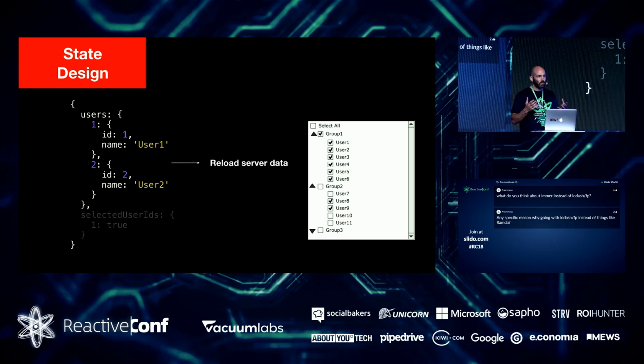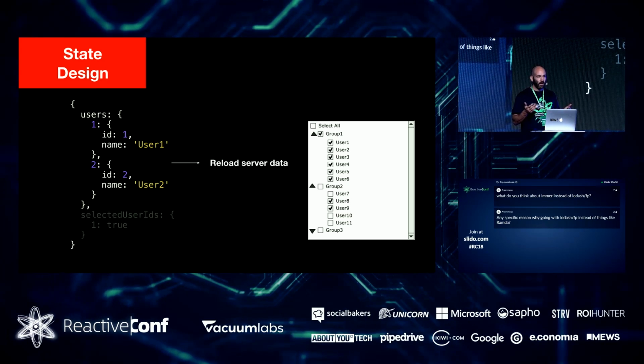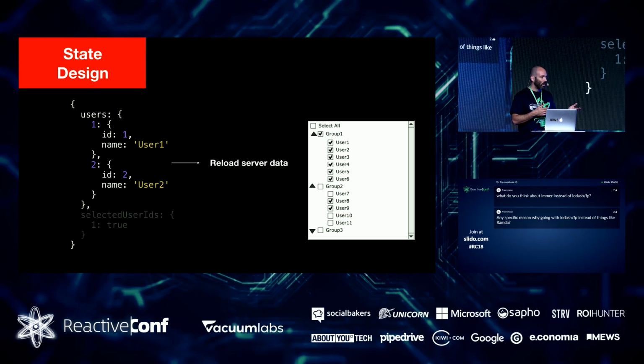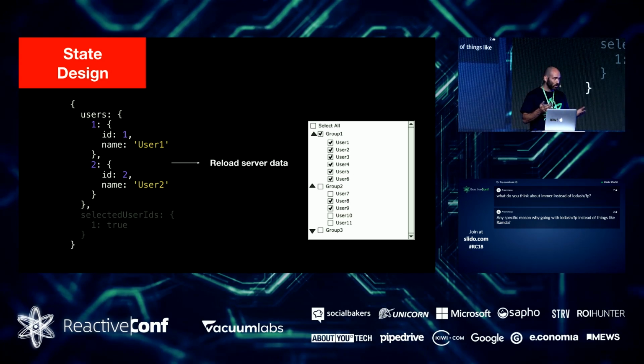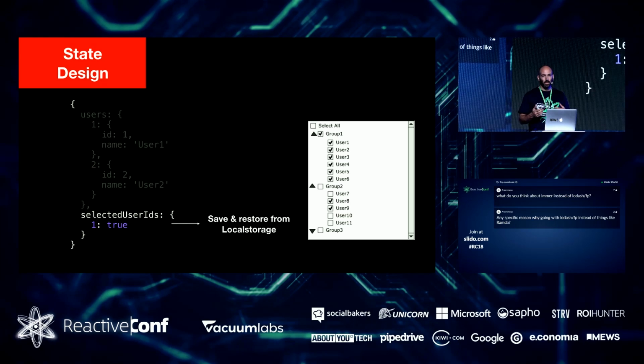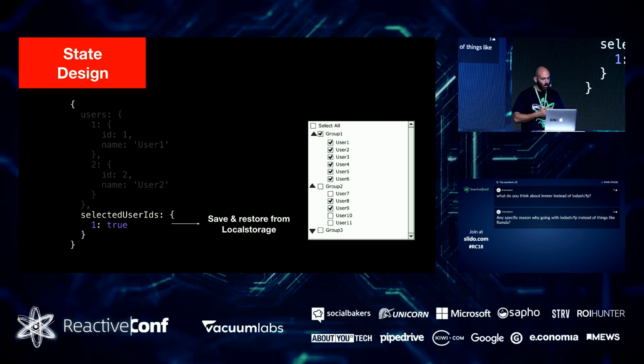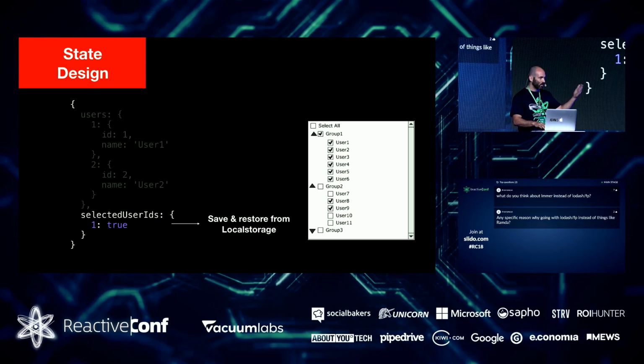What does this give us? It means that if we reload the data from the server, we can just override whatever's in the store and not worry about losing the user selection. And also, if we need to do things like save and restore the UI state from local storage, then it's much easier when it's separate.